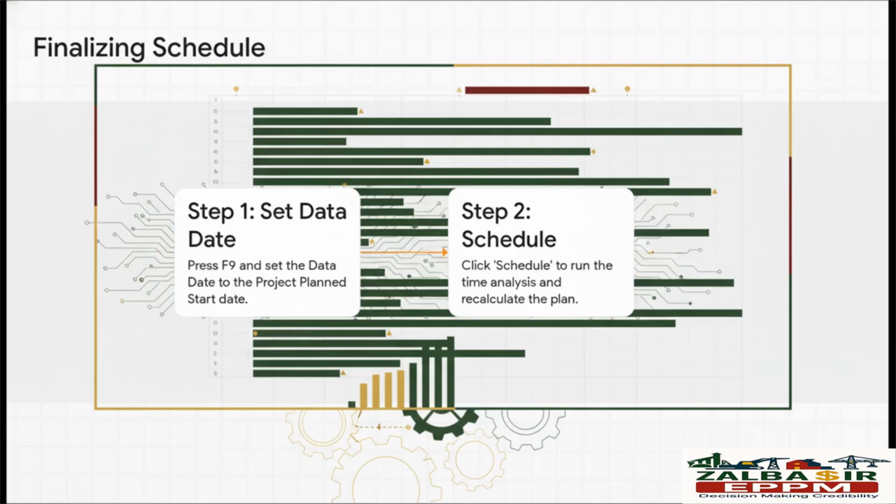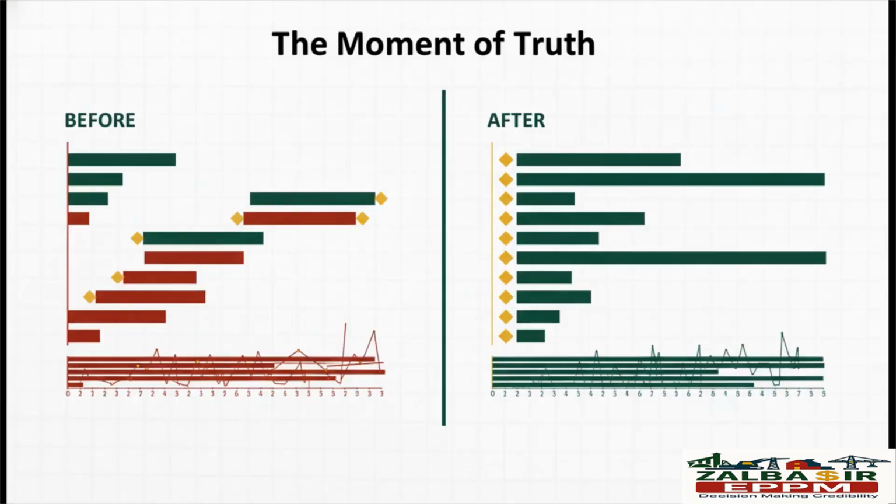Just hit F9 to bring up the scheduler. You're going to set the data date all the way back to the project's original planned start date. Then just click Schedule. P6 will do its thing, recalculating the entire project from day one. And now for the moment of truth. Did our procedure actually work?